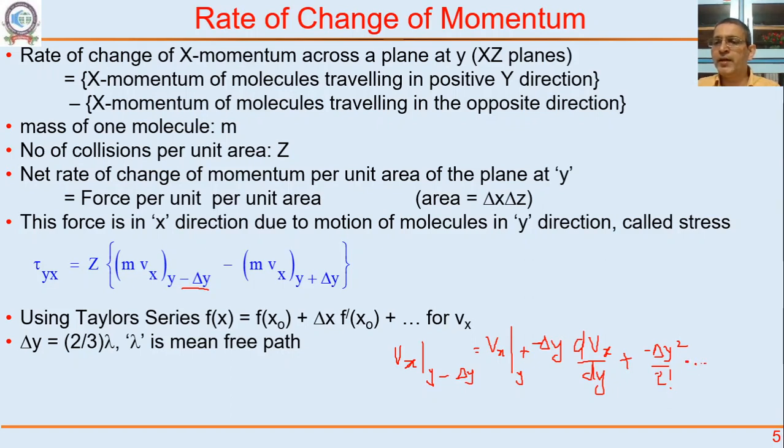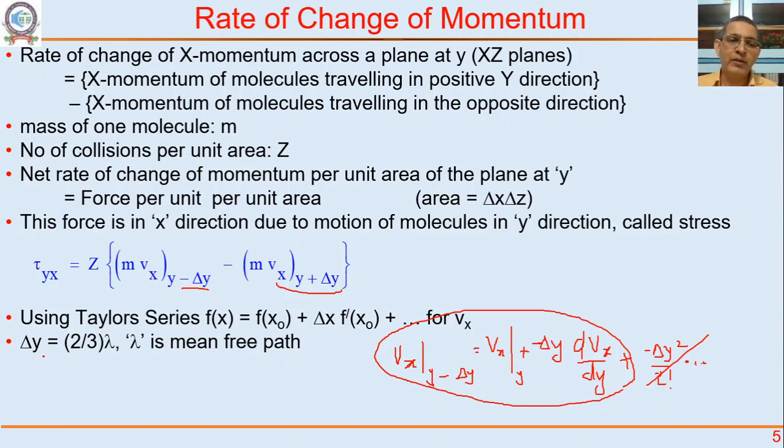So we are going to neglect all these higher derivatives. We are only going to keep this as a simplified version of the Taylor series. Same way we can do a Taylor series for Vx at y plus delta y. That will be Vx at y plus delta y dvx by dy. There is a minus sign here.